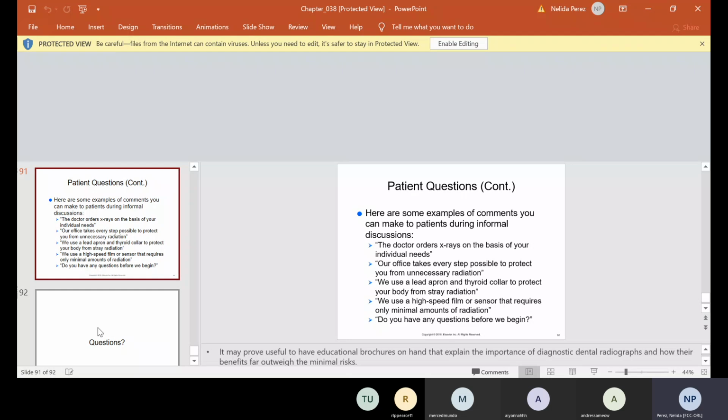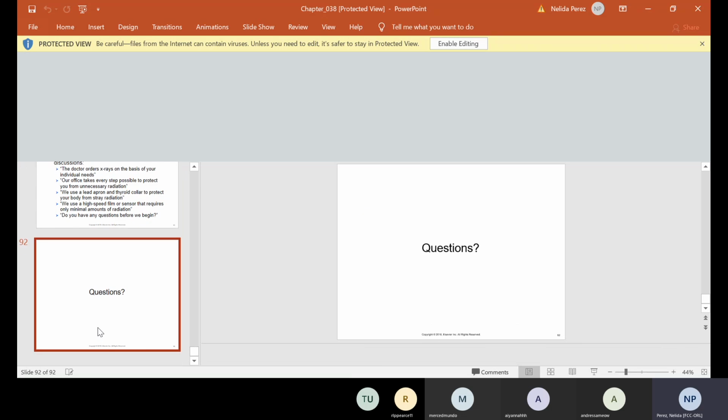And here's an important one. Do you have any questions before we begin? Ladies and gentlemen, we should always ask that question to our patient because a lot of times when you stick an x-ray in their mouth, they want to ask you a question and ruin the whole thing. So you want to make sure that you ask them any questions, if they have any, before you get started. That way you can also alleviate any of their fears. And then as you go along, they might stop you, of course, and ask you questions because they just remembered something. Exactly. And you definitely need to have the answers, okay?